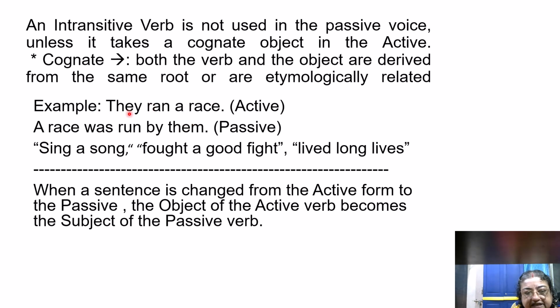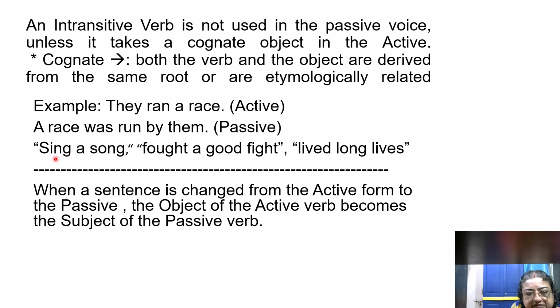If you see this example, they ran a race. Race cannot go without ran. For race, ran is required. So they have the same root here. If you find this type of cognate object, here race is the cognate object. They ran a race, and this race has the same root as ran. So they ran a race. Here it is active, and this active you convert to passive: a race was run by them.